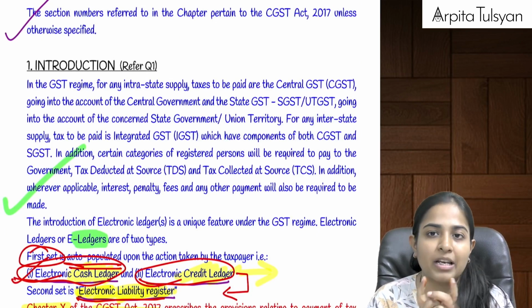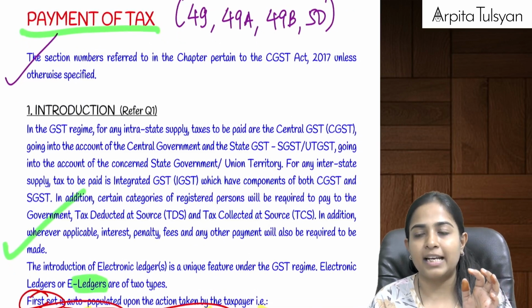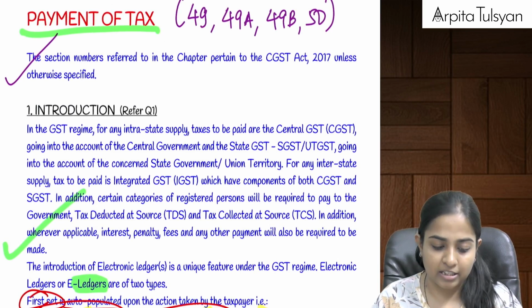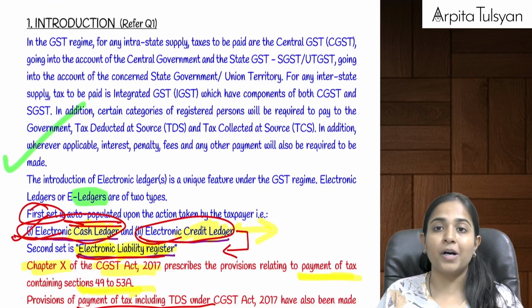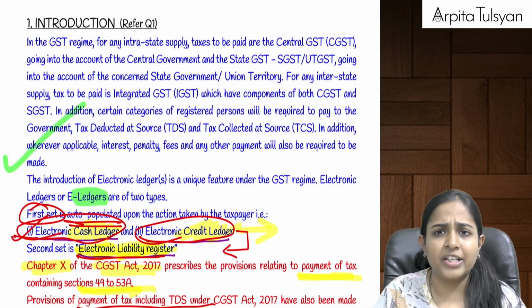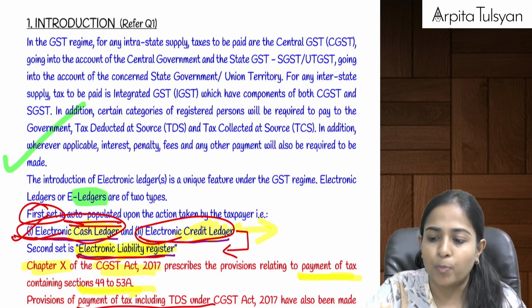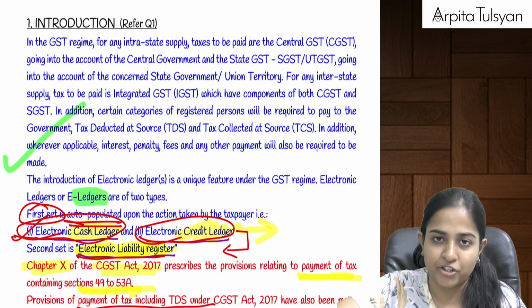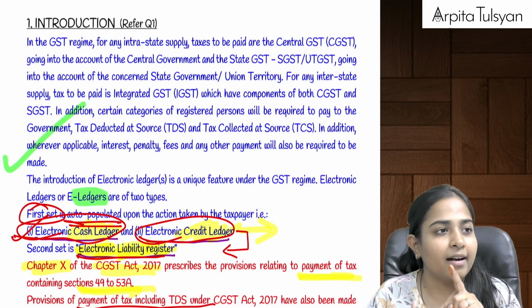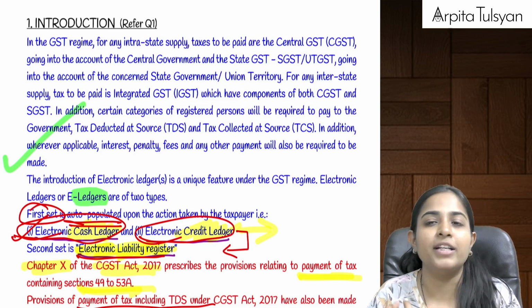And whatever section numbers I just mentioned above, 49, 49A, 49B and section number 50, this pertains to the CGST law. Okay, now first, what is the purpose of studying this particular chapter of payment of tax? Under GST, we know that whatever is our output tax payable, that liability we have to discharge. And this liability, that is your CGST, SGST, IGST, UTGST, etc.